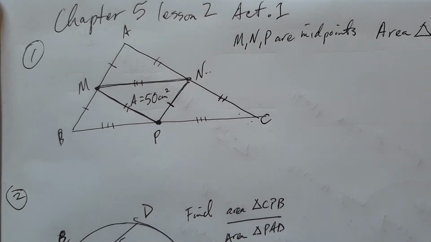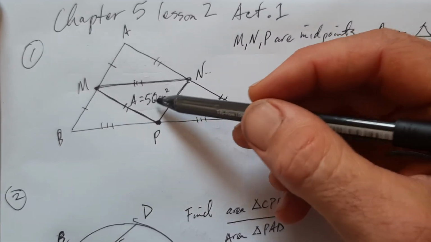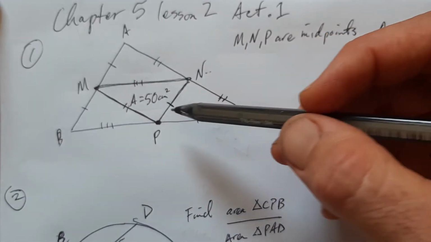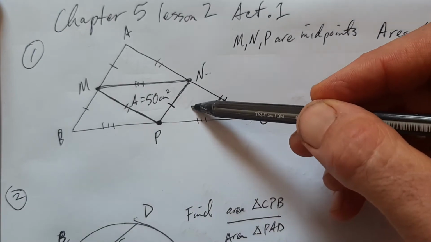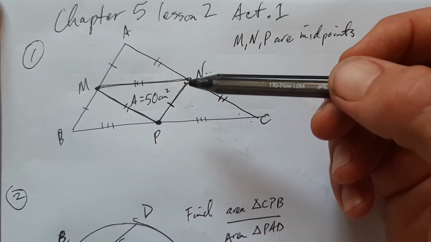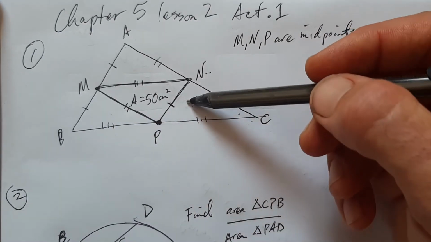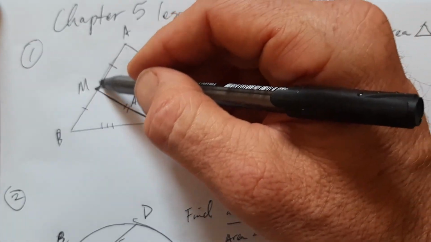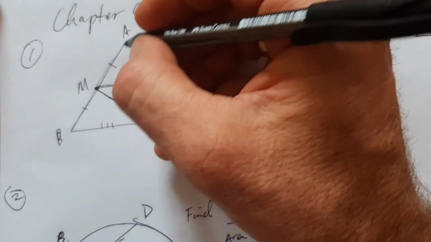It said the area of MNP is 50. Well, you can see that these are not just similar, these are congruent. The big triangle is similar.